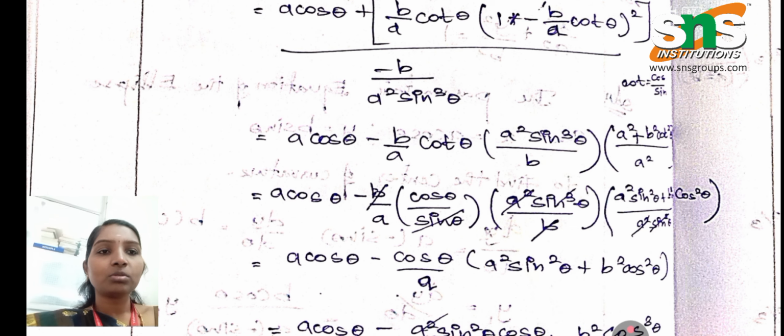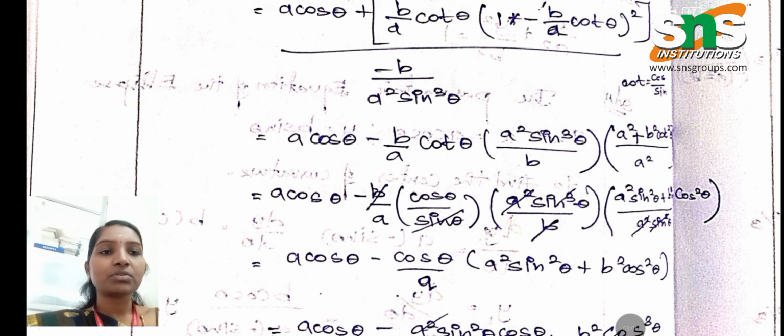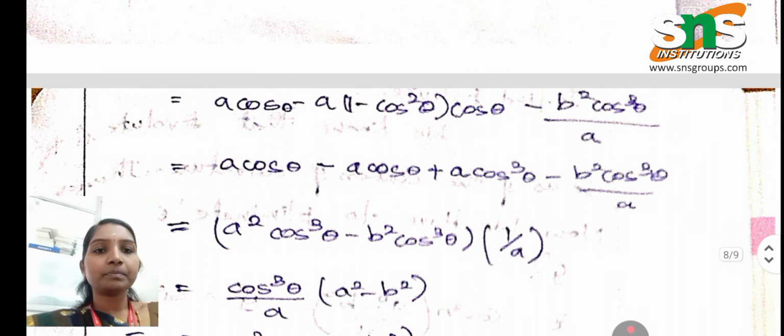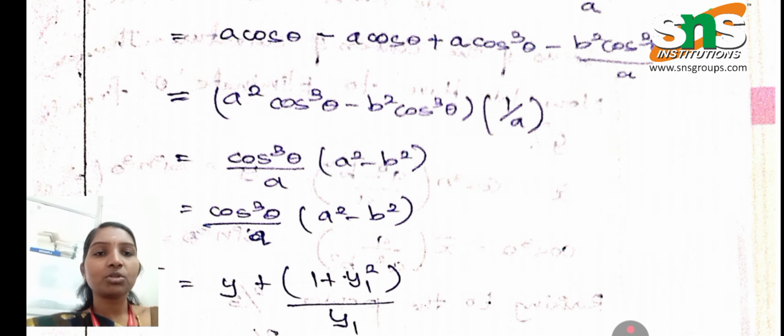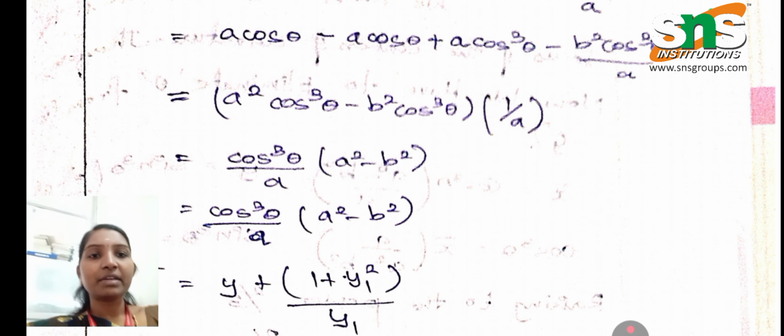So on cancelling out the extra terms here, we will be left with a cos theta minus a cos theta by a into a squared sin squared theta plus b squared cos squared theta. Now on simplifying it, we have cos cube theta by a into a squared minus b squared, which is nothing but cos cube theta into a squared minus b squared divided by a. In a similar way, we are going to find y1.